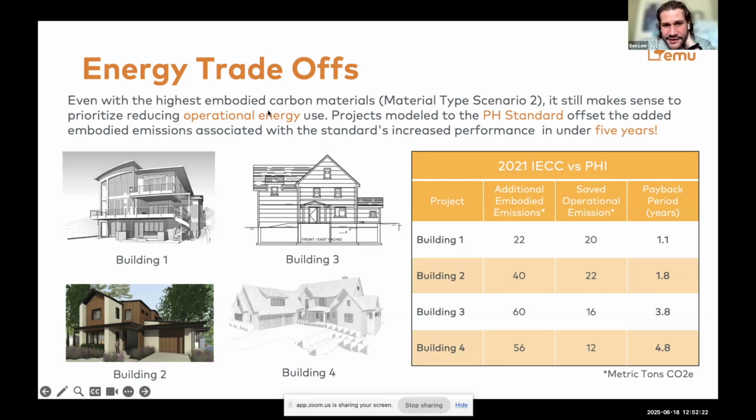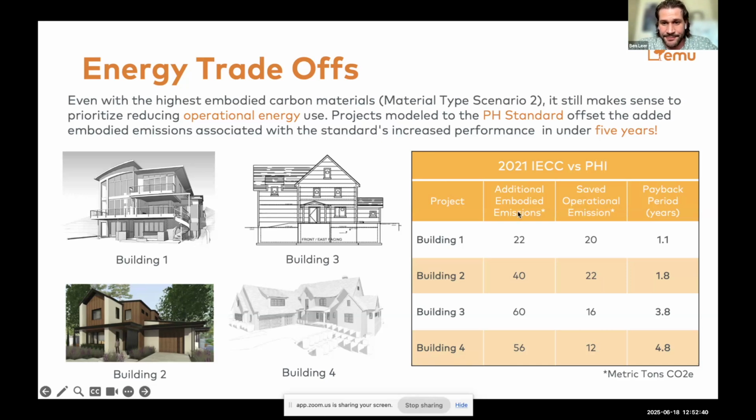So even with the highest embodied carbon materials in scenario 2, it still makes sense to prioritize reducing operational energy use. So projects that are modeled to the Passive House standard offset the added embodied emissions associated with the standard's increased performance in under 5 years.